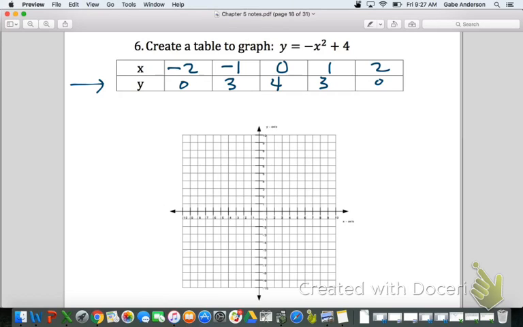So let's see here. -2, 0 is going to be right about here. And then we have -1, 3 is right about here. 0, 4 is here. We got 1, 3 and 2, 0 are here and here. So do you see a familiar shape showing up? Does that look like a parabola again? I think so. The parabola has definitely changed.